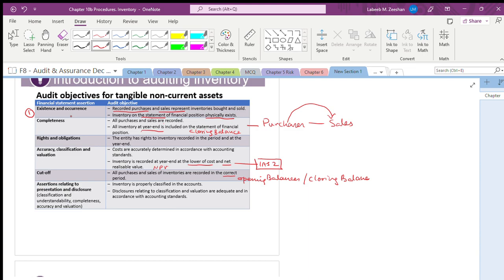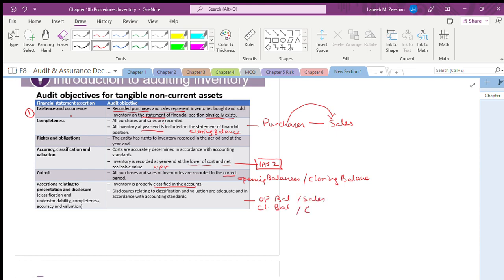In terms of presentation and disclosure, in terms of the financial statements, inventory is properly classified into the accounts. Into the accounts in terms of whether it is going to be opening balance, closing balance, in purchases, or in sales. These things mean inventory will not be in one place. Inventory will be in all the places. Inventory will be in sales.